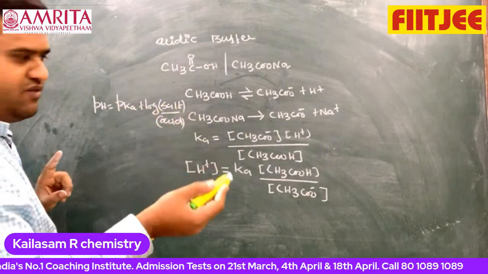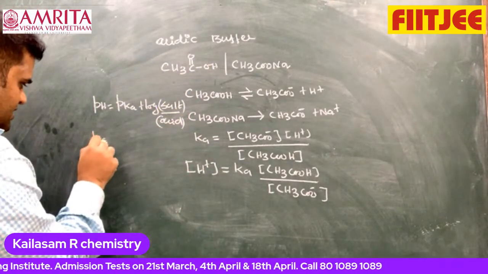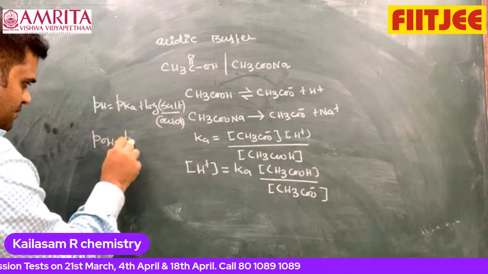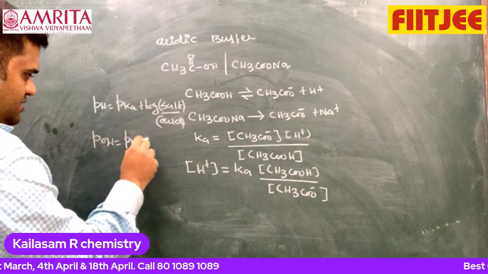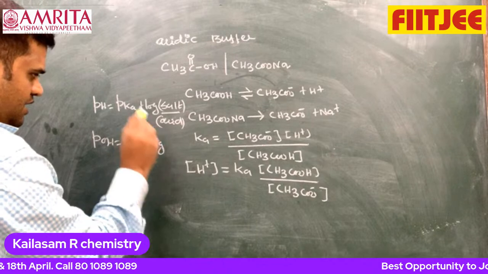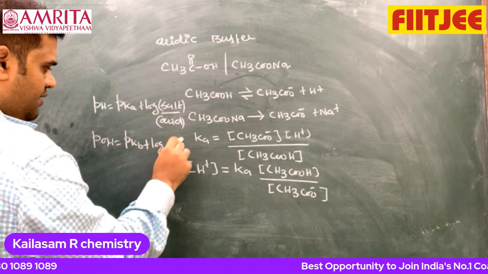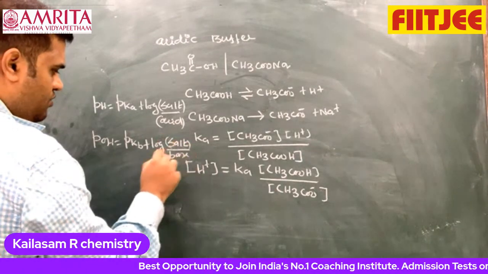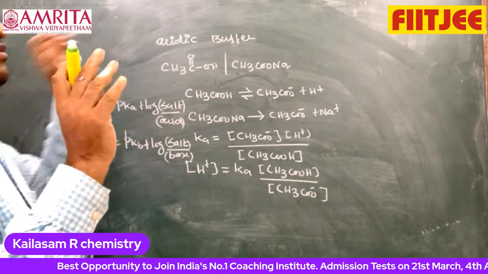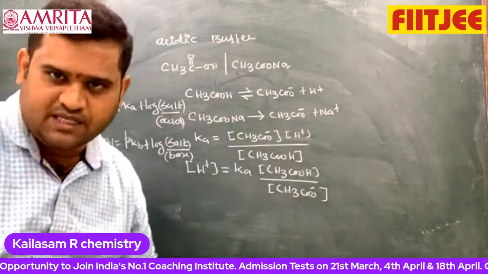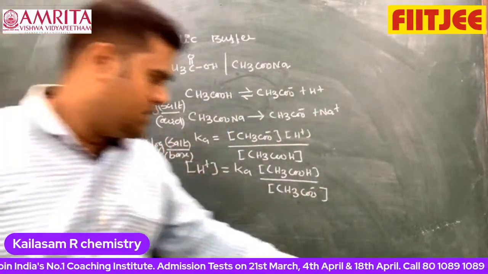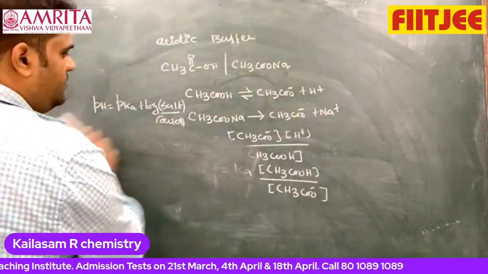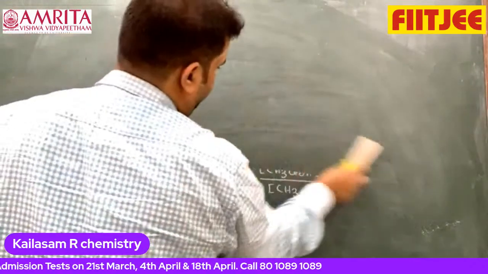What about the basic buffer? Same thing. You can take it as pOH is equal to pKb plus log of salt by base. So now I want to give you the example of an acidic buffer and an example of a basic buffer. This is the formula. Now look at this. Now please keep it in your mind.